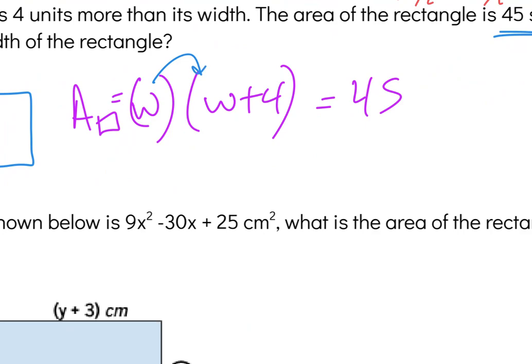So w times w is w squared. W times 4 is 4w. I'm going to go ahead and subtract 45 because I need that side to be 0.